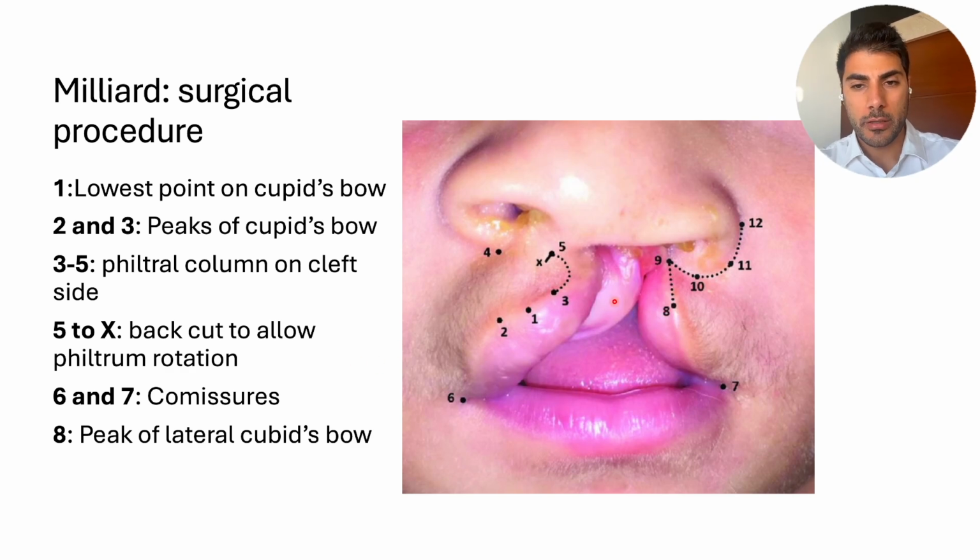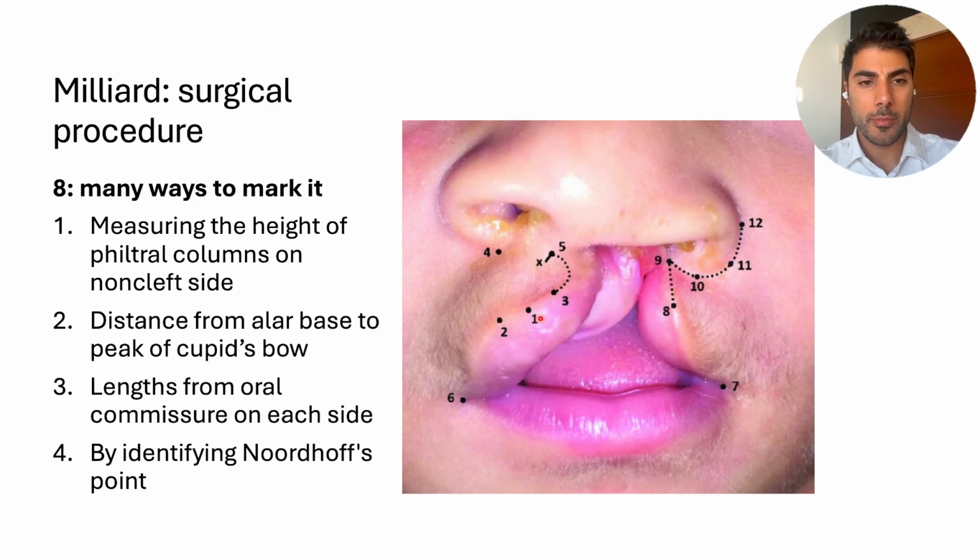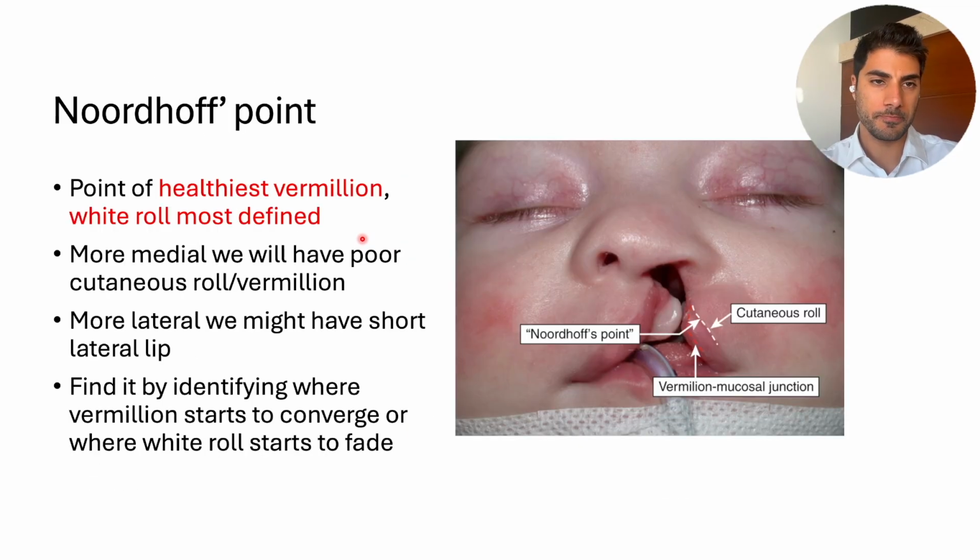How do we choose point 8? So there are many ways in order to know how to mark point 8. First, they used to measure the height of the philtral column on the non-cleft side and project it on the cleft side, or the distance from the alar base to the Cupid's bow peak, or the length from the alar base to the commissures, or finally, this is the right way, and this is the way that we identify it now, by identifying the Noordhoff's point that I will talk about now.